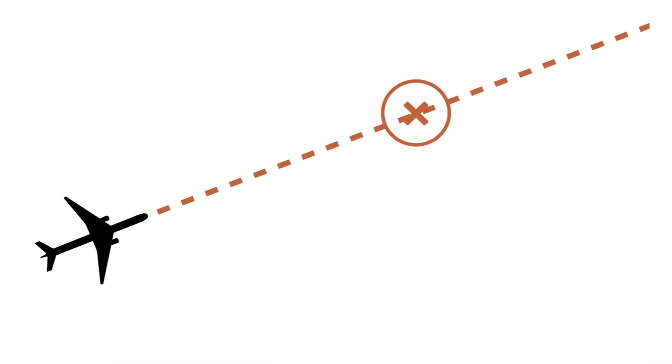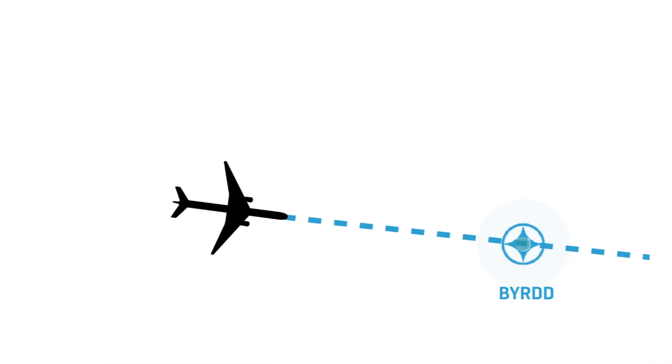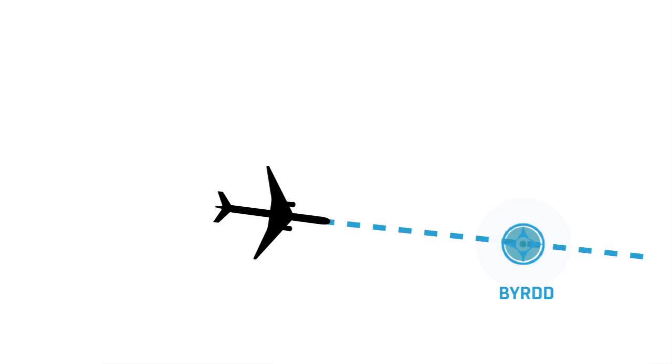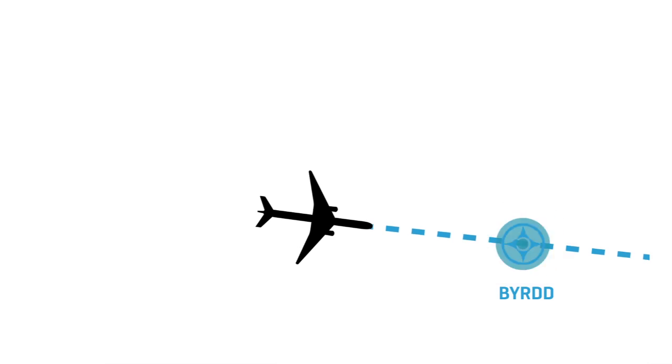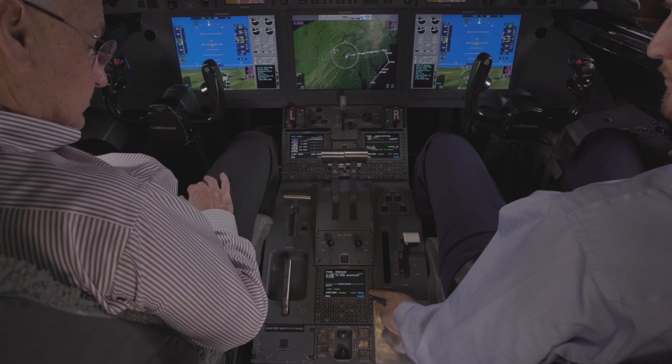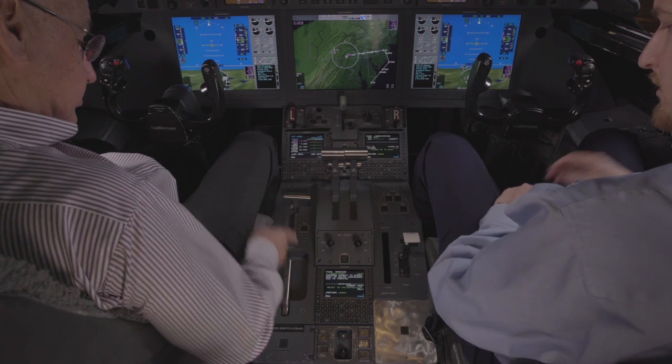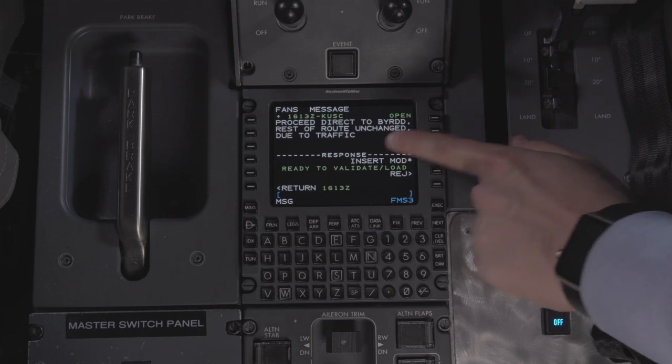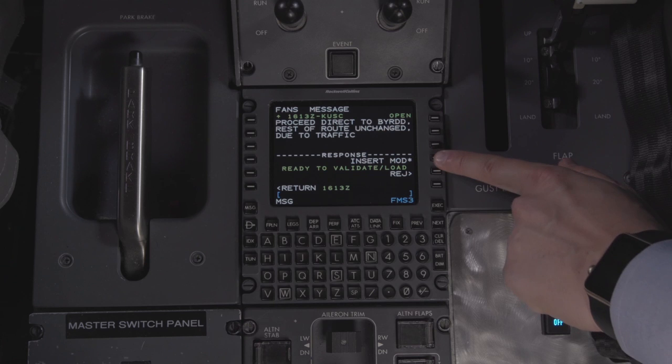Our flight is approaching some traffic that requires a reroute. Our flight just received a CPDLC clearance, clearing it direct to BIRD, a fix that is on the route of flight. Some messages, such as this one, include a reason for the clearance. In this case, ATC has advised that our change in route is due to traffic.